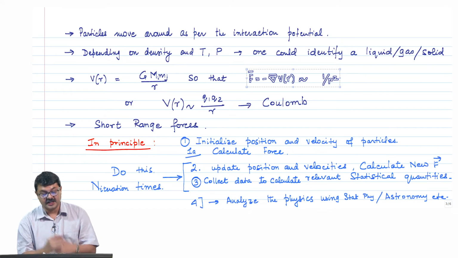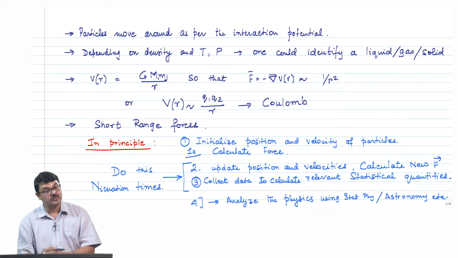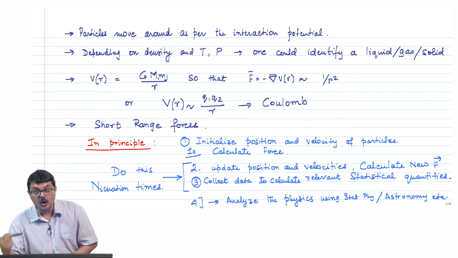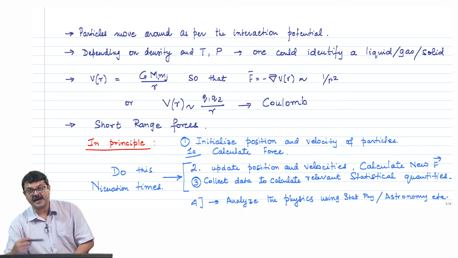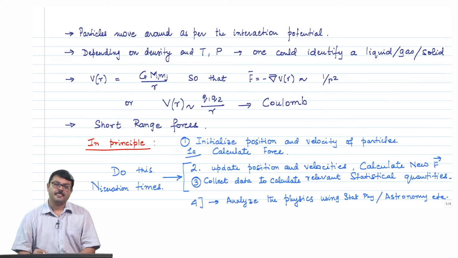If you are looking at a charge system, you will be looking at the Coulomb interaction, this is 1 by r. So, gravitational potential, Coulomb interactions, these are typically long range interactions, they really act as 1 by r, and this 1 by r fall off can be felt over very large distances, right.